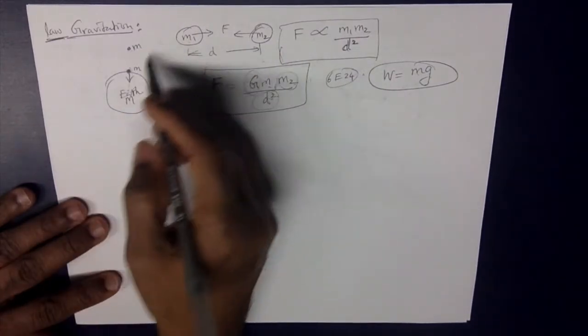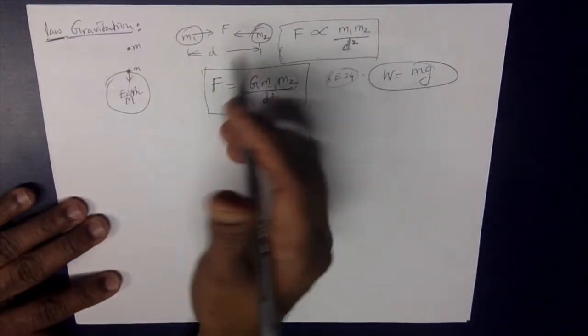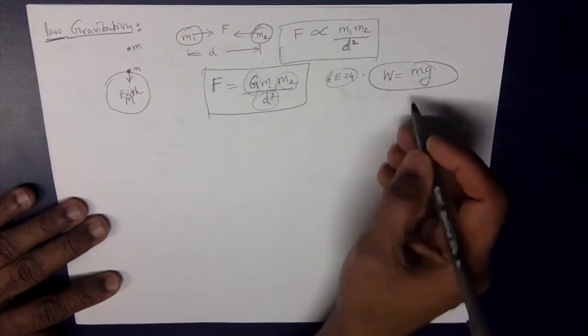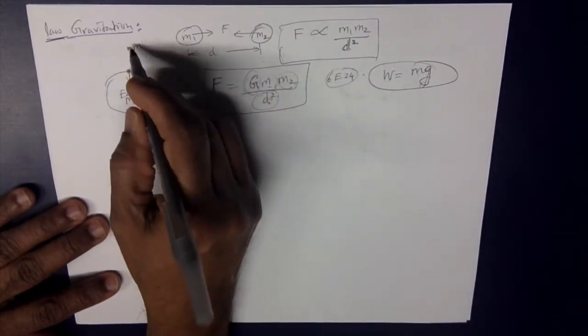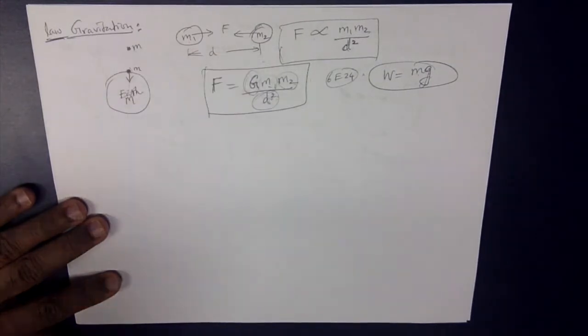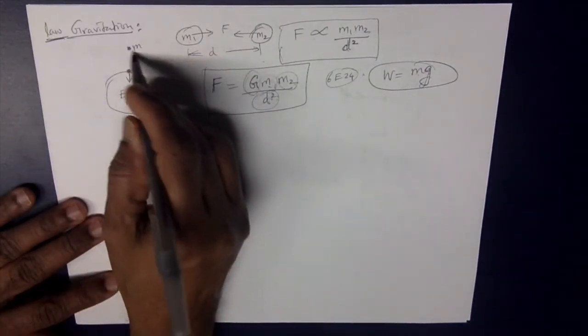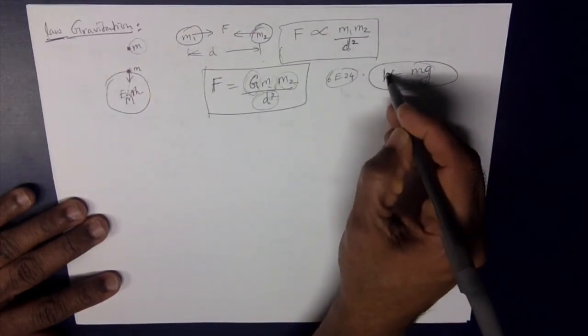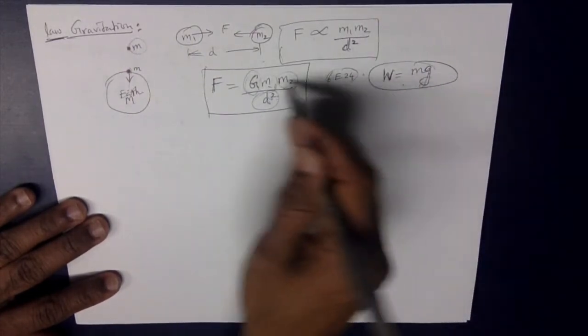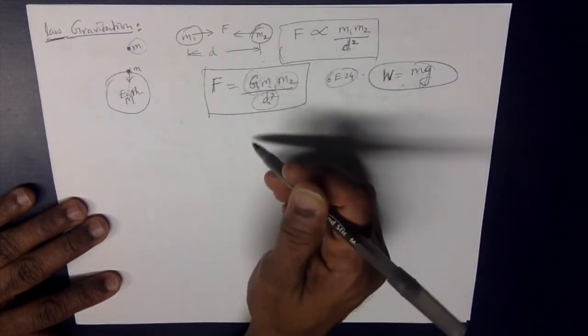If you go to the moon, the mass will stay the same. If you go to Mars, the mass will stay the same. But what changes is this G. So as you go further and further away, mass stays the same, but the G will be smaller, and so you will feel less weight. So what is weight? Weight is a gravitational force. You can get this with the help of the same equation.